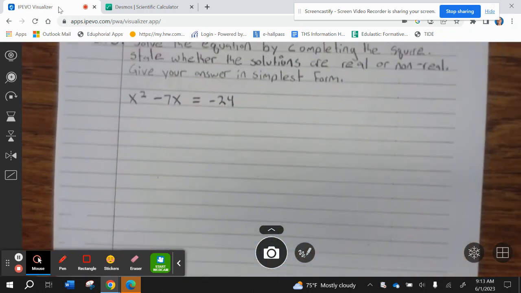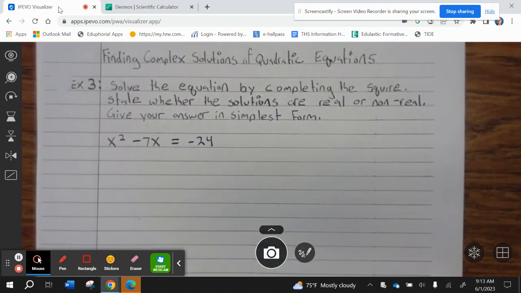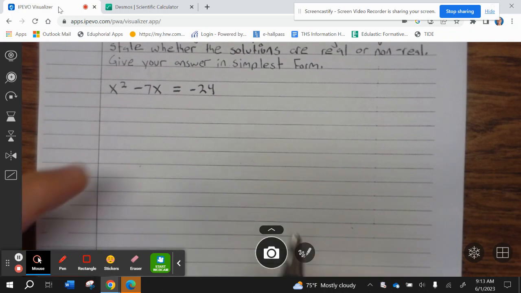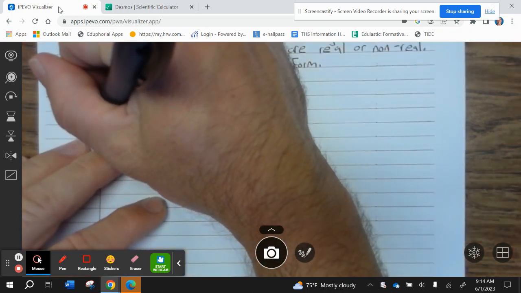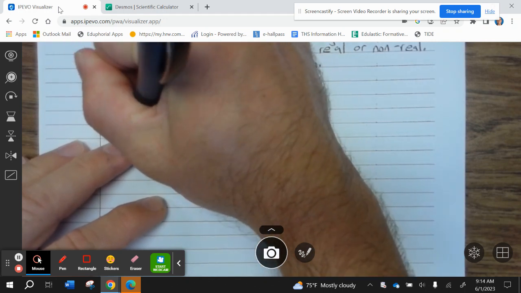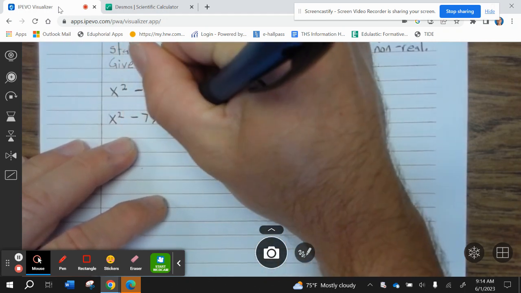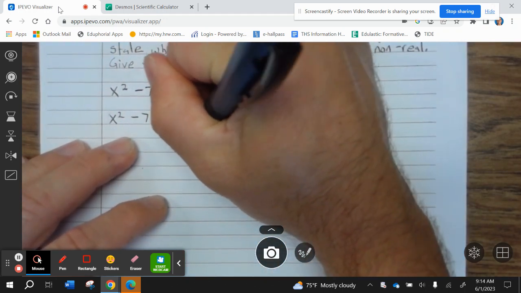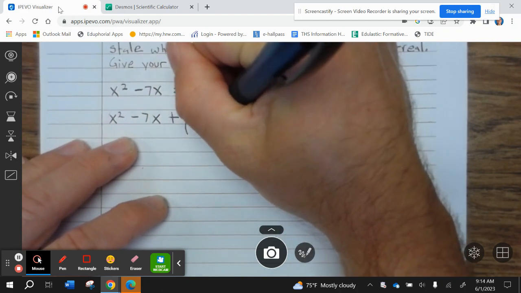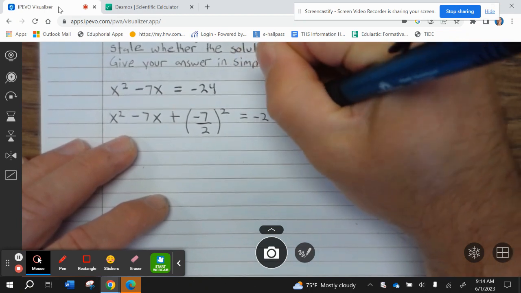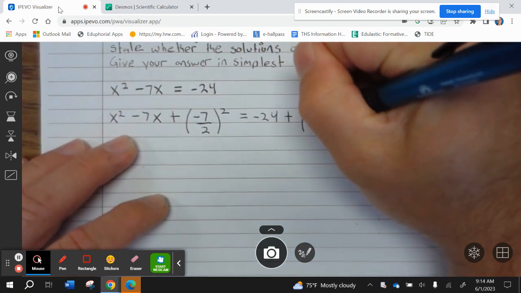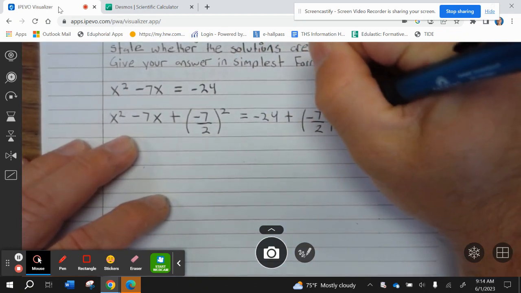All right, let's take a look at example 3. Solve the equation by completing the square. State whether the solutions are real or non-real. Give your answer in simplest form. So we already have this number on this side, so now all we need to do is x squared minus 7x plus negative 7 divided by 2 squared equals negative 24 plus negative 7 divided by 2 squared.